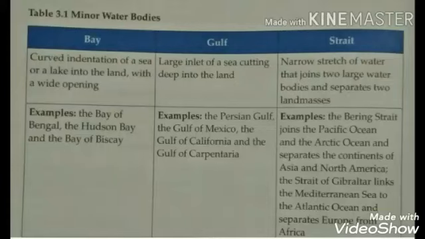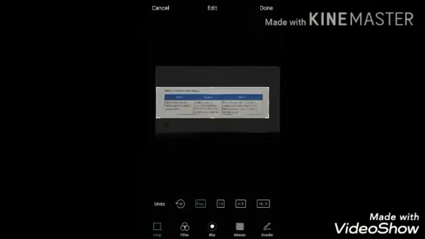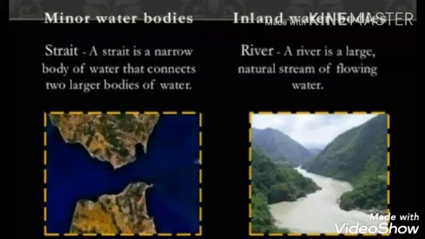I hope today's class is clear to all of you. You have learnt about minor water bodies, bays, gulf and strait. You have also understood the concept of definitions of inland water body such as lake, lagoon and river. If not, please go through the video and read the pages related to the topics.